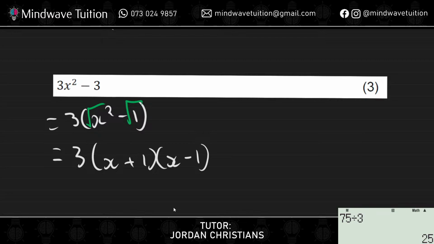Yeah, so you can maybe again look at the mark allocation as for how many steps. If it's 3 steps, it's most likely going to be at least 2 lines of work. So the first mark is the correct common factor, and the second mark is the difference of squares factorization.